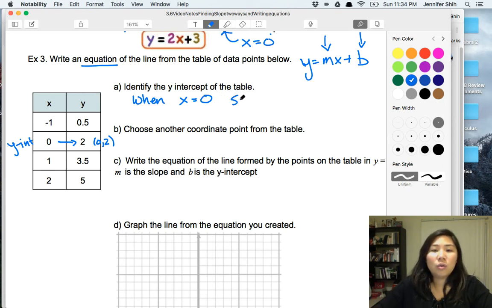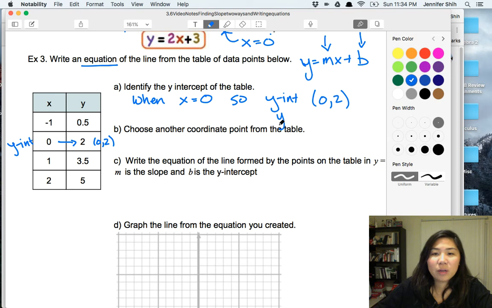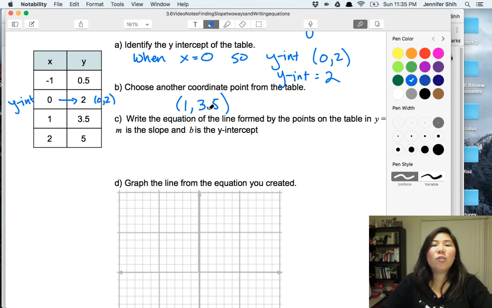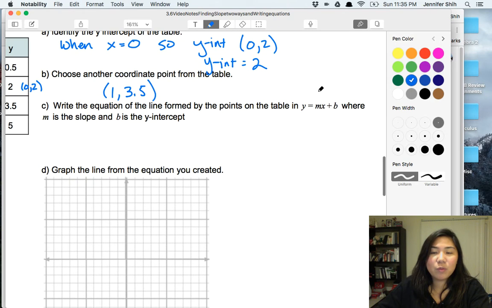When x is 0, so the y-intercept, watch how I abbreviate this. I'll do this a lot, y-intercept like that, and then I'll just write the coordinate point. Or sometimes I'll write it like this, y-intercept equals 2, and I'll just include the y value. Okay, B, choose another coordinate point from the table. Okay, I will. 1, 3.5. Okay, write the equation of the line formed by the points on the table in y equals mx plus b form, slope-intercept form, where m is the slope and b is the y-intercept.